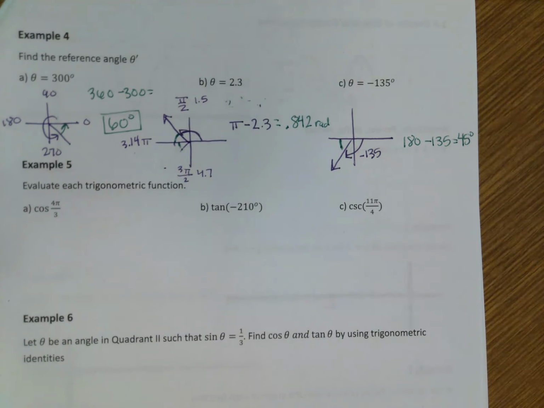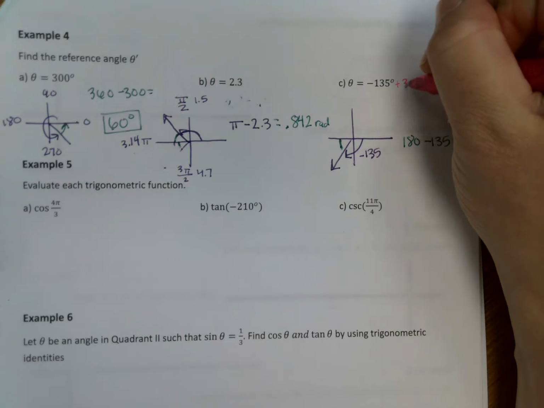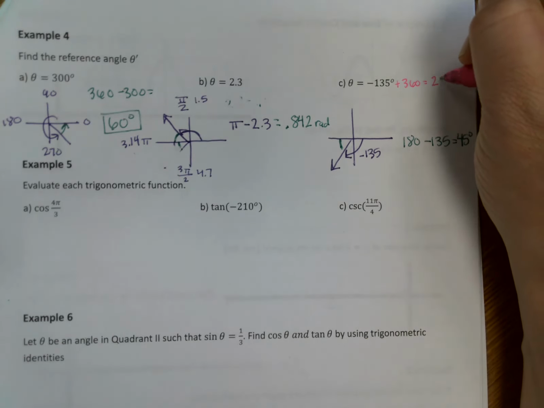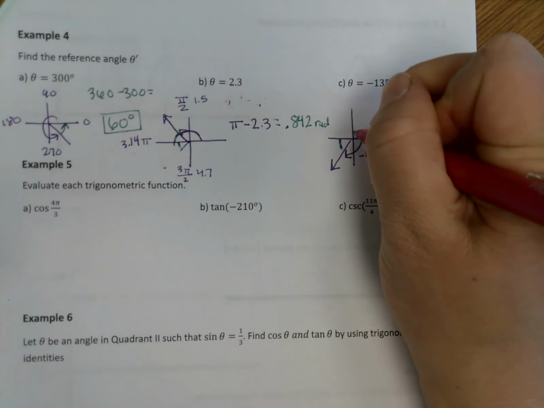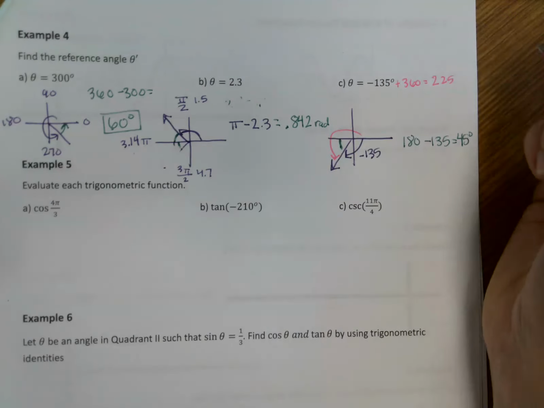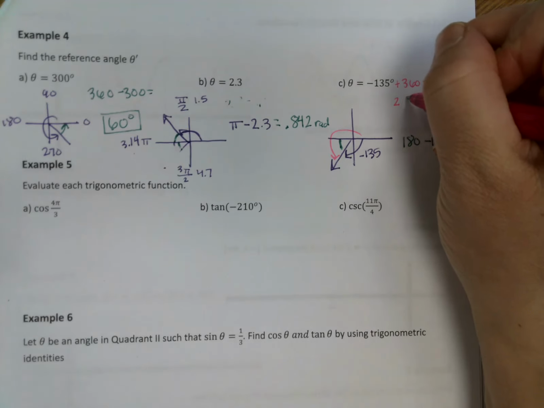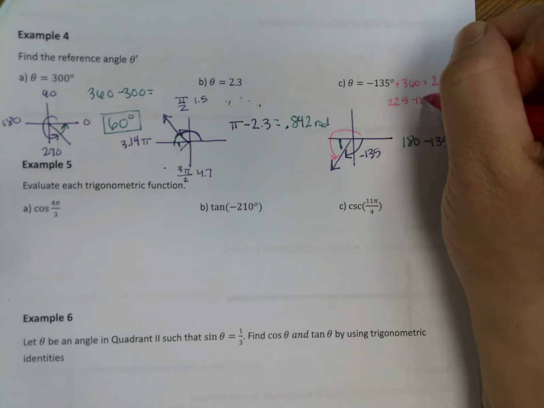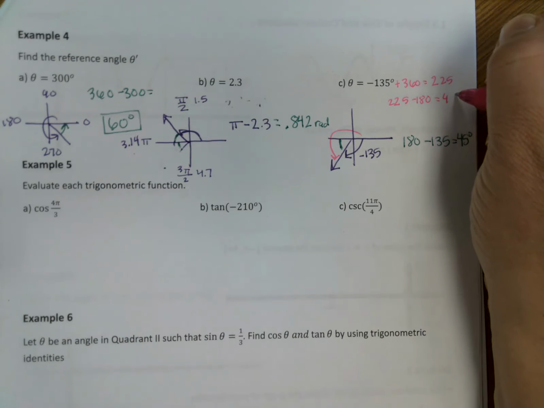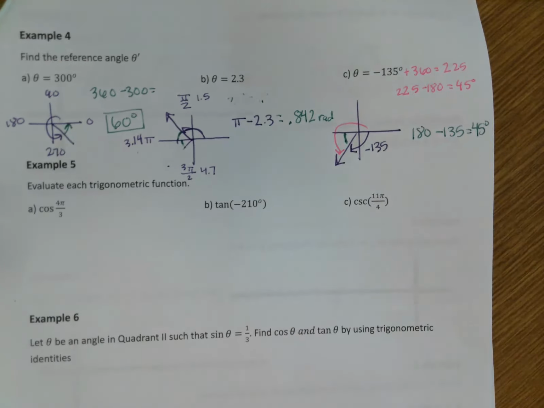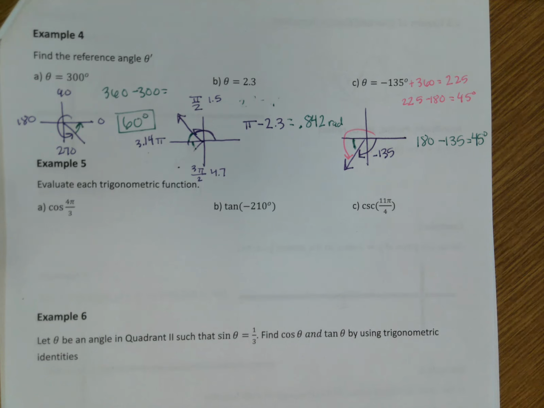Now let's say that you actually found this angle. By adding 360, you could get that this is 225. So in this case, this angle right here is 225. So because of that overlap, I would do 225 minus 180, and you would still get 45 degrees. That reference angle is going to be the same no matter which way you try to do it.